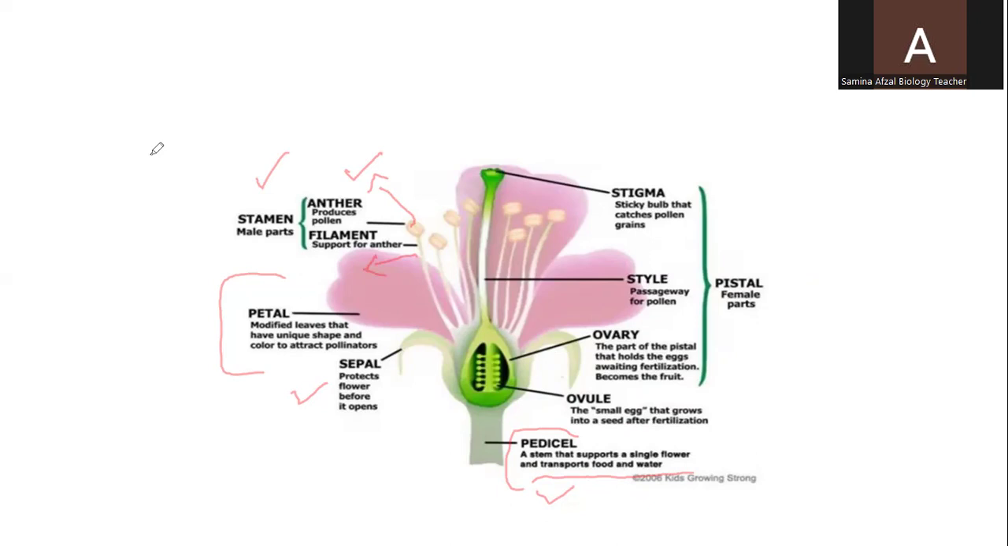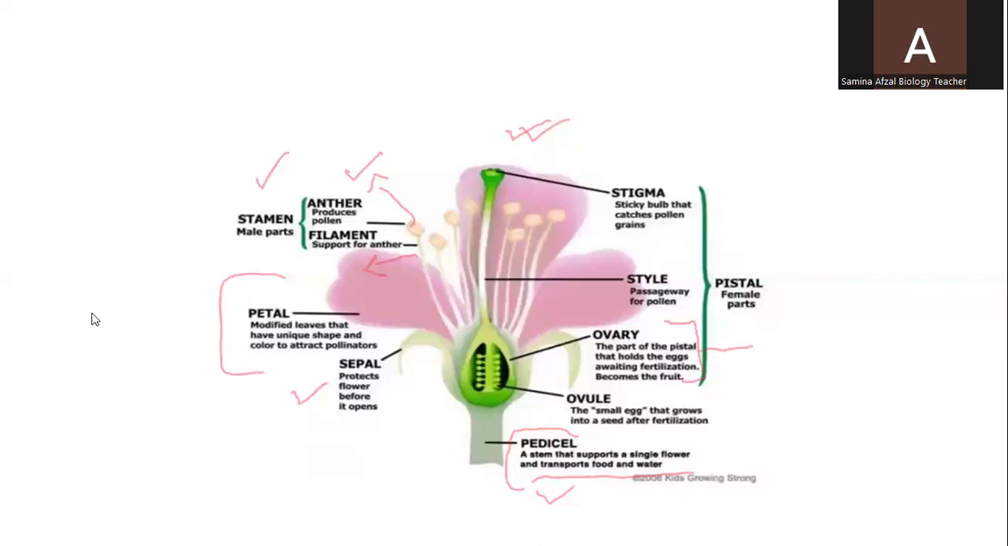The anther contains male gametes, and then in the center, there's a stigma, sticky to capture the pollen grains for pollination. And the neck-like structure, the style, is a passage for the pollen grains to reach the ovary. And the ovary contains ovules, which are the female gametes. So these are the different parts and their functions of an insect pollinated flower.